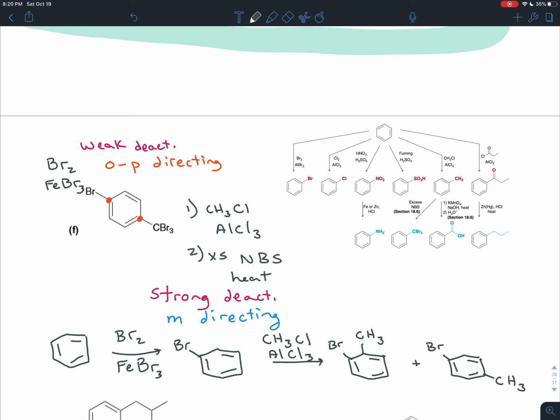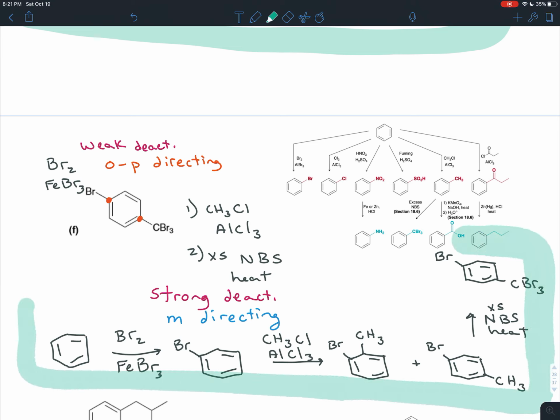And it's the para product that we'll use. So we take that para product and we treat it with excess NBS and heat. That turns the 3 H's into 3 bromines on that benzylic position. And so we end up with exactly the product that we wanted.